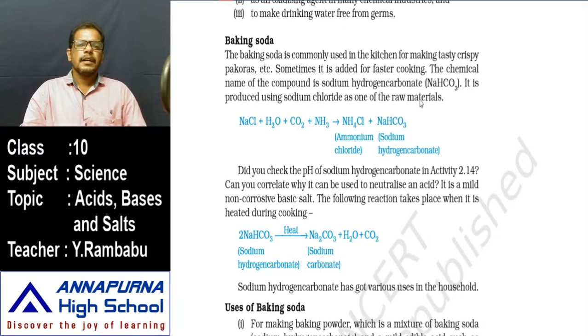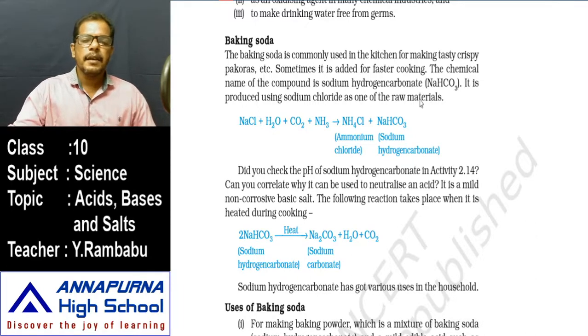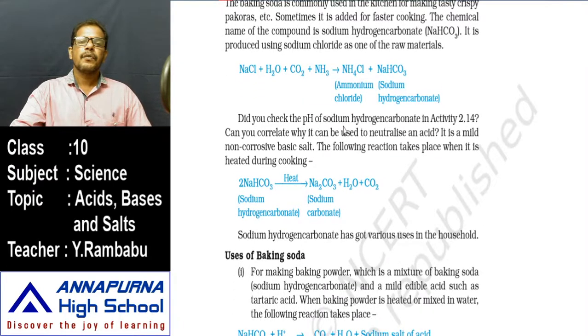Now about baking soda, how this baking soda is produced from this sodium chloride. And what are the uses of this baking soda? This baking soda is mostly used in food items. When it is added to food items, what happens? The food materials become soft. In our daily life we observe that to prepare crispy pakoras and other food items soft, baking soda is added.